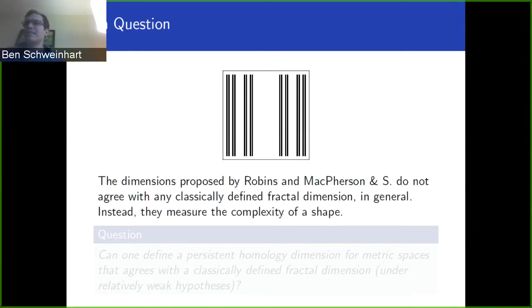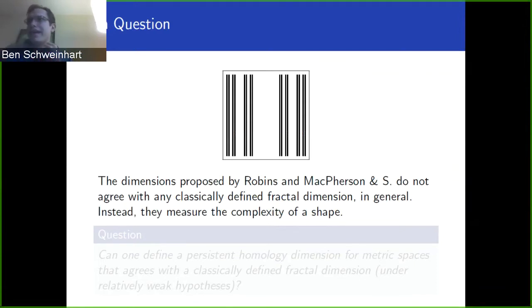Instead, they measure the complexity of a shape. If I had a little more time, I could go into computations of the dimensions. For this example of the Cantor set crossed with the interval, these dimensions only see the Cantor set part of it. So for both PH0 and PH1, the definition proposed by McPherson and myself will give the same answer as the Cantor set. This is an interesting quantity because it says something about the complexity of the shape. Somehow crossing with the interval doesn't really increase the complexity of the shape, but it does increase the fractal dimension.